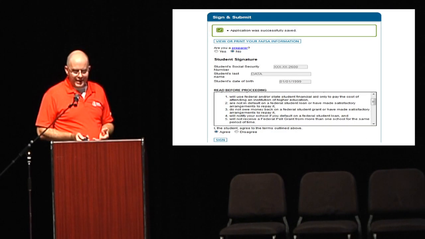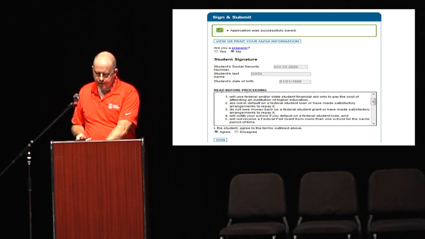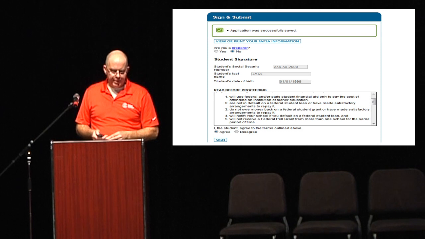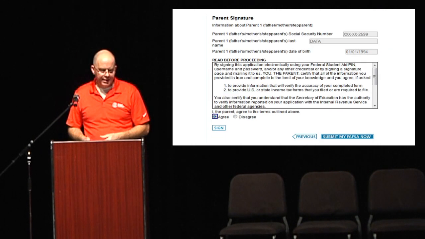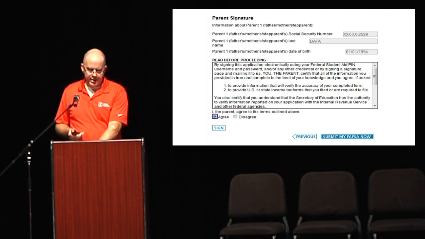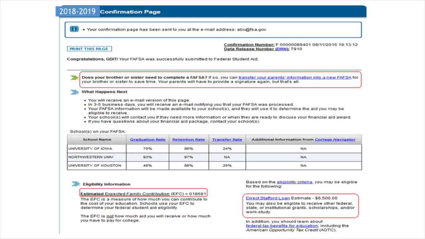Next, that brings us to the sign and submit section of the FAFSA, where the student is going to read a disclosure, agree with it, and then enter their FSA ID. Continuing down the page, the parents are going to read the disclosure, enter their FSA ID, and then last you want to make sure that you click in the lower right-hand corner, submit my FAFSA now. That's going to bring up our confirmation page, which is going to give us our expected family contribution, our Direct Stafford Loan estimate, and, as we talked about earlier, if you have another student in college, it gives you the ability to link the parental information to the other student's FAFSA application.